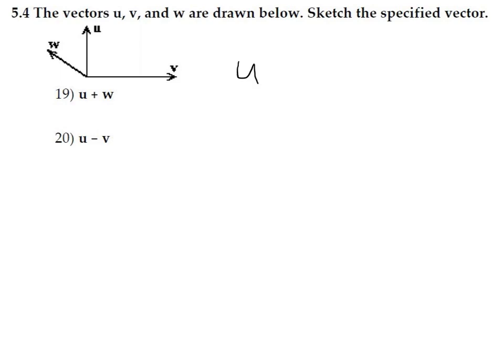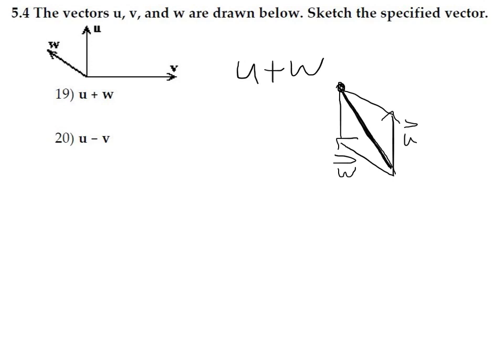So u plus w, we have u there, and we have w there. Now there's the parallelogram method where you basically sketch u at the end of w and sketch w at the end of u and make a parallelogram. At the end of that parallelogram, starting at the beginning of u, it's not the best graph, this would be u plus w, arrow.